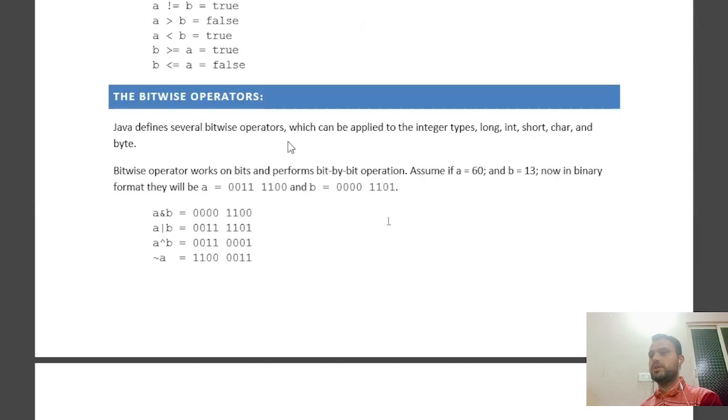What is a bitwise operator? Suppose a equals 60, you can convert this decimal to binary. It will come like this. In some class I will show you how to do it. Divide by 2, the remainder will come 1. Again divide by 2 until 0 comes.